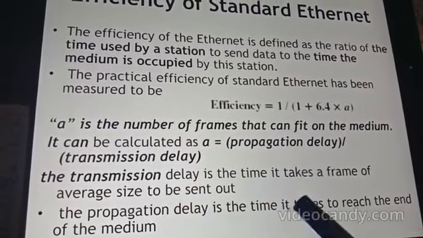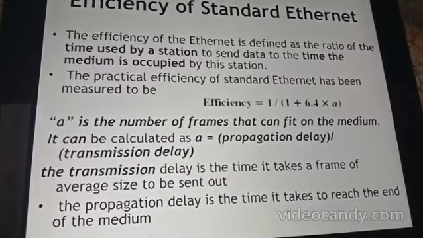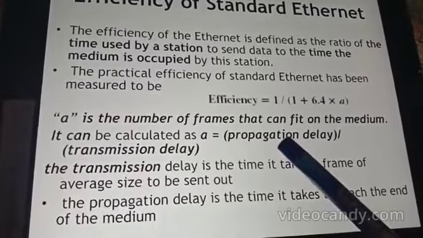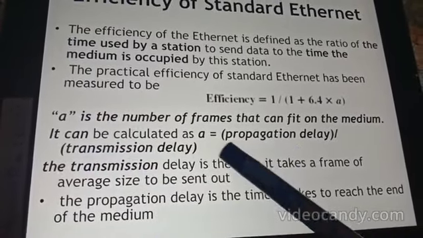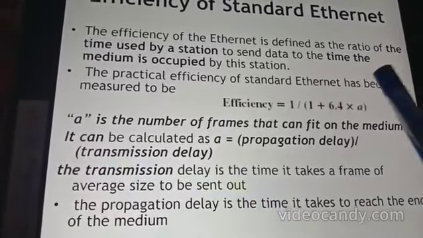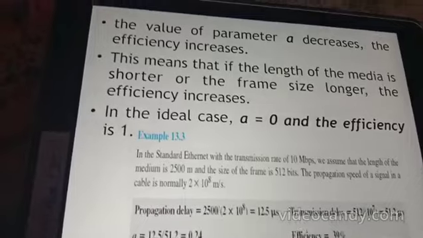Propagation delay is the time it takes for a signal to reach the end of the medium. So transmission delay and propagation delay are different, and the ratio of propagation delay to transmission delay gives the value a. Now using this you can calculate the efficiency of a standard Ethernet.